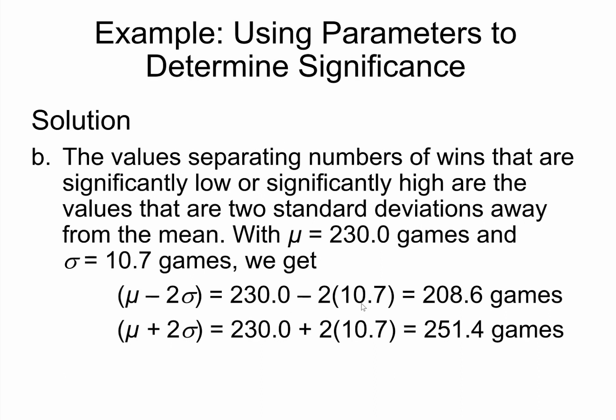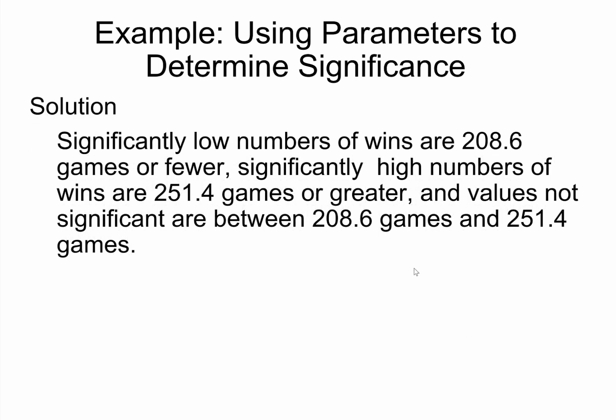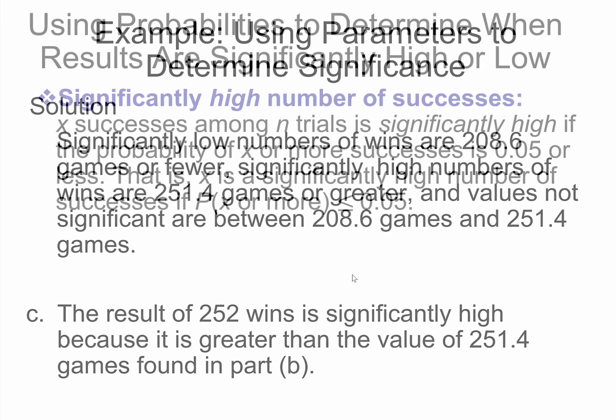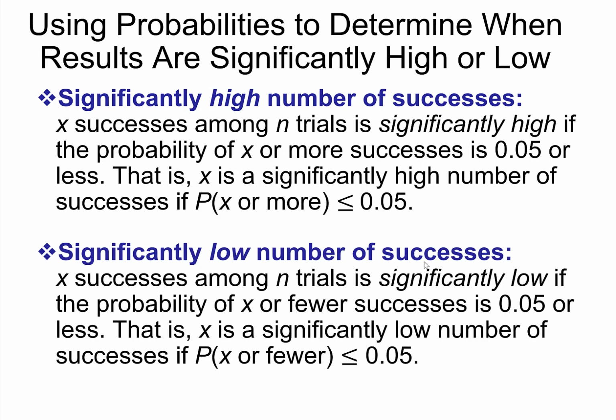If I take my mean and subtract 2 standard deviations, I get 208.6. If I take my mean and add 2 standard deviations, I get 251.4. And remember, we had 252 wins. So therefore, our result was significant, and this agrees with what we found when we used the binomial calculator in StatCrunch. So it would be significantly high. A significantly high number of successes is when the probability we calculate is less than or equal to 0.05, and significantly low is likewise when the probability we calculate is less than or equal to 0.05.